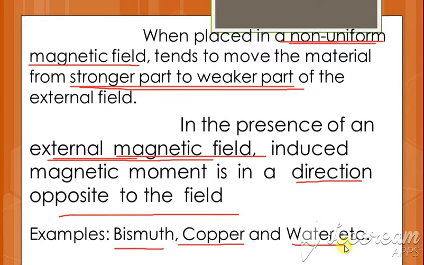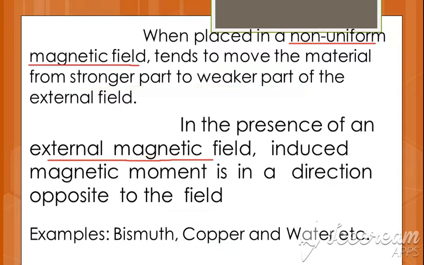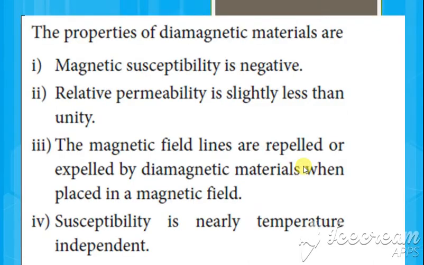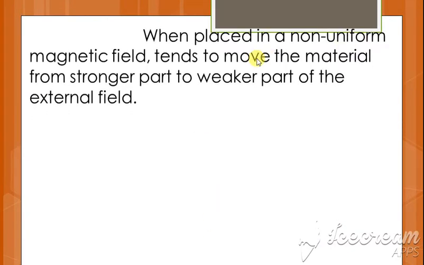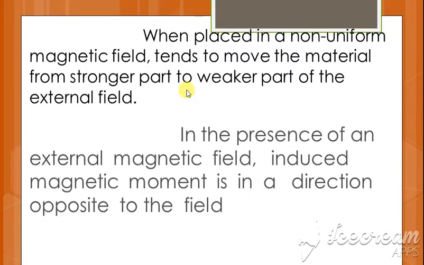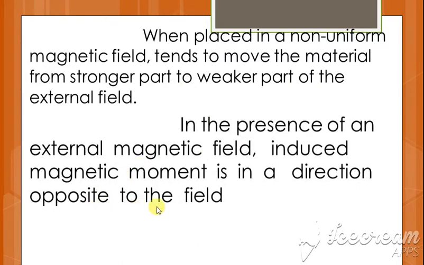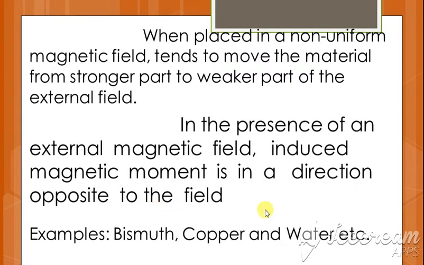So the first point is that the magnetic susceptibility is negative. Next, the relative permeability is less than 1. Magnetic lines are repelled or expelled when it is placed in a magnetic field. Susceptibility is independent of temperature. When it is placed in a non-uniform magnetic field, it moves from stronger to weaker part. When placed in a uniform magnetic field, it moves in a direction opposite to the field. Examples: bismuth, copper, and water. So these are all about the diamagnet.